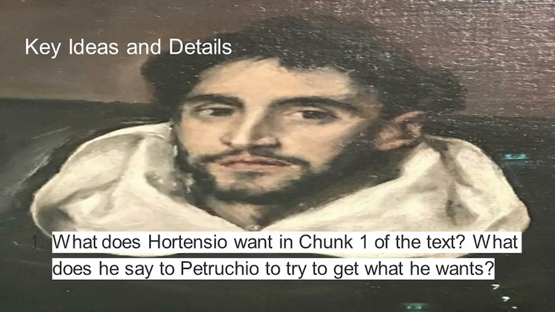Okay, after hearing the audio of this chunk 1 and seeing the clip, let's take a look at key ideas and details. What does Hortensio want in chunk 1 of the text? What does he say to Petruchio to get what he wants? All right, so think on this for a second. What does he want?